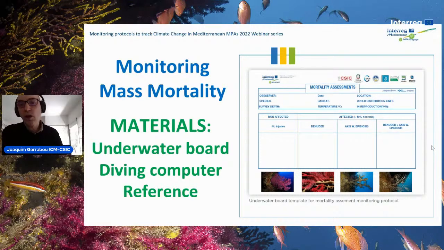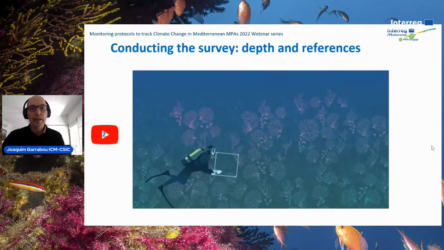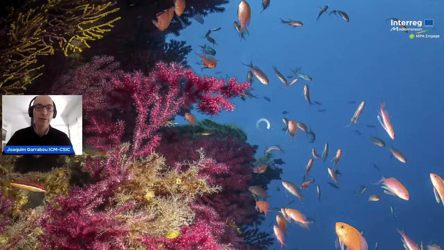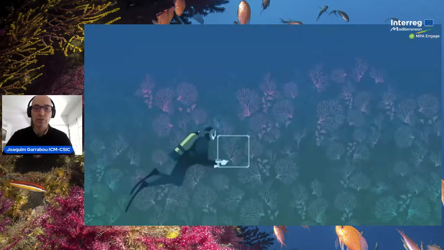So once we know the materials that you need, this template is where we will be quantifying the number of colonies affected or not showing any injury, as we show. And to perform the census once we go into the field, just to avoid biases, what we propose is to use a reference, so we can look at the second video.